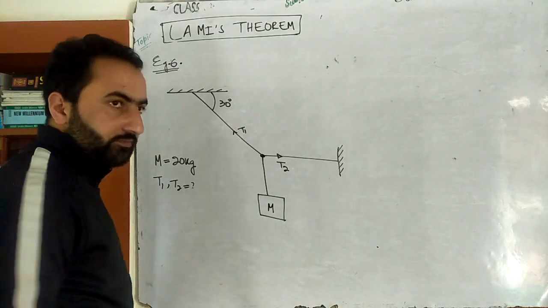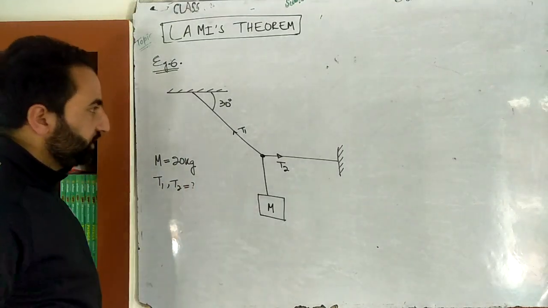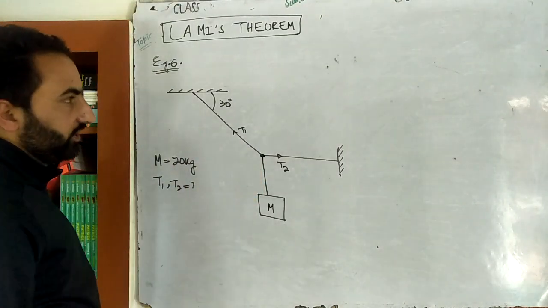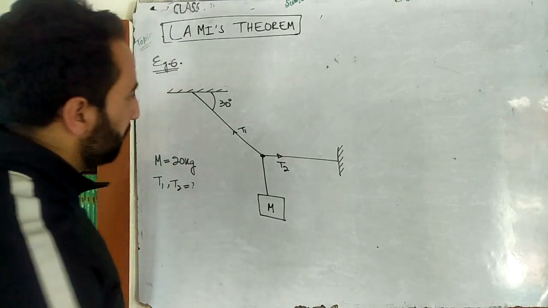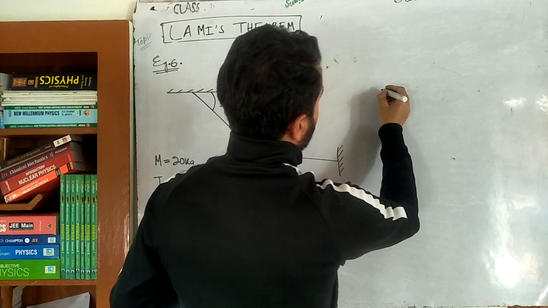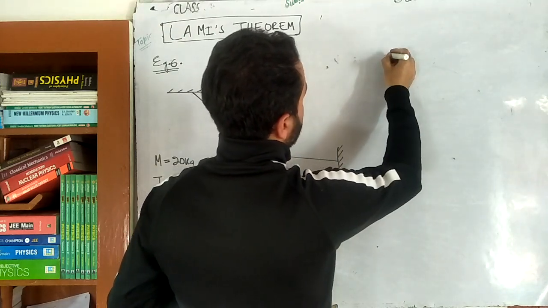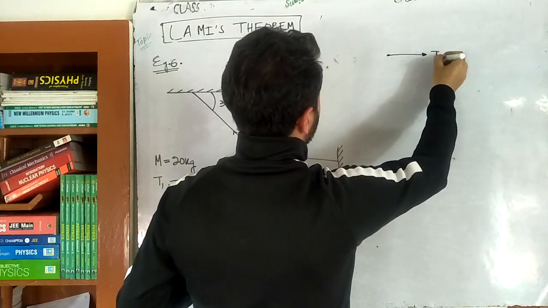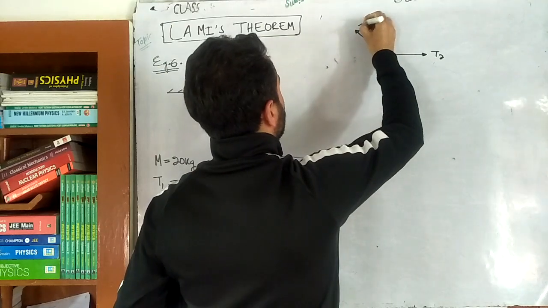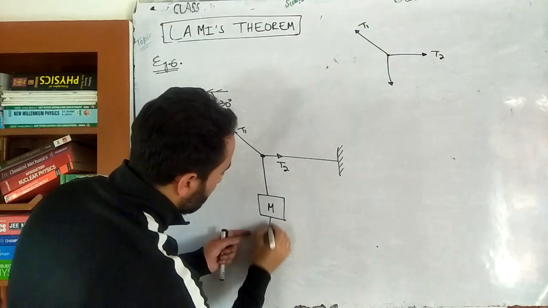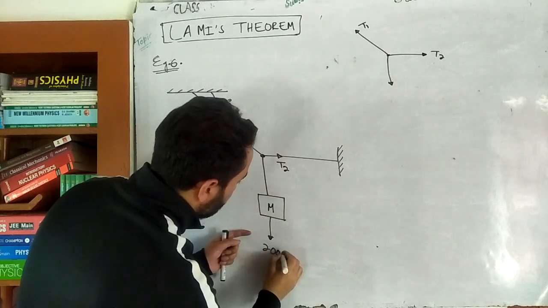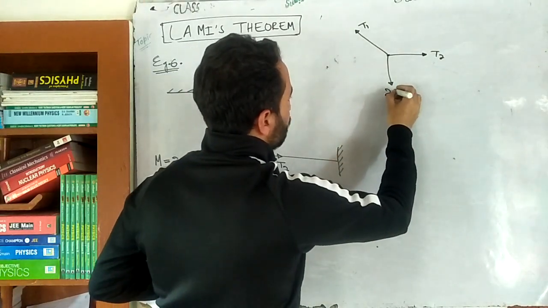Example number 6 for you. There's a block whose mass is 20 kg and these are two strings T1 and T2. The question is to calculate the tension in the two strings, that is T1 and T2. Again we'll construct a free body diagram here. In this direction there's a force equal to T2. Along this direction there's a force equal to T1. Downwards there's a force equal to m multiplied by g, which is 200 Newton, the weight. So in the downward direction there's 200 Newton.